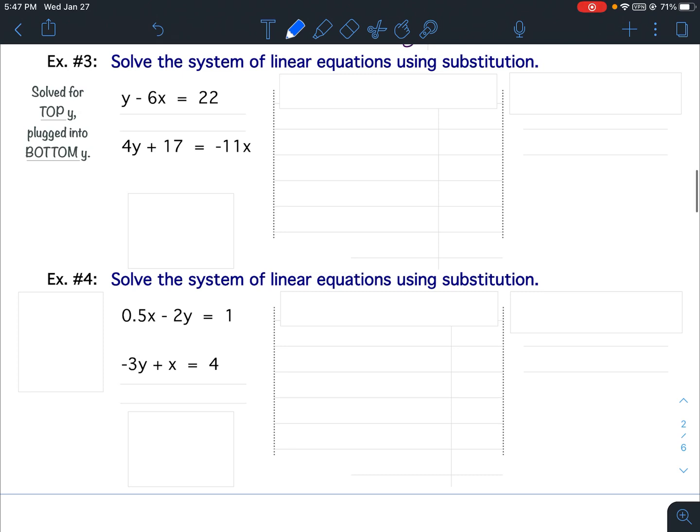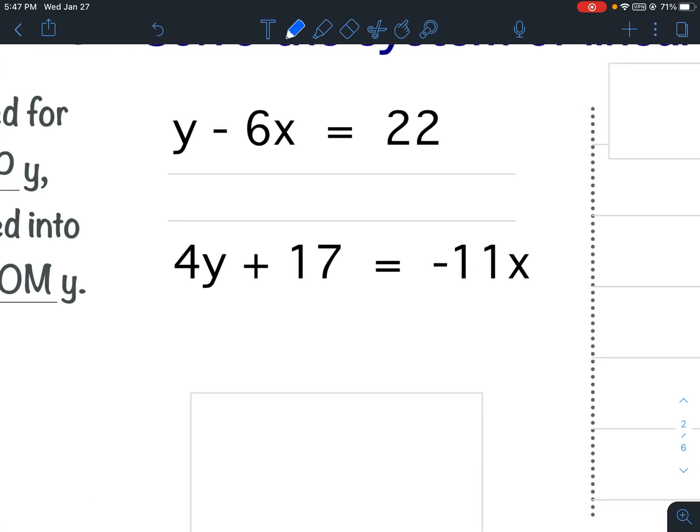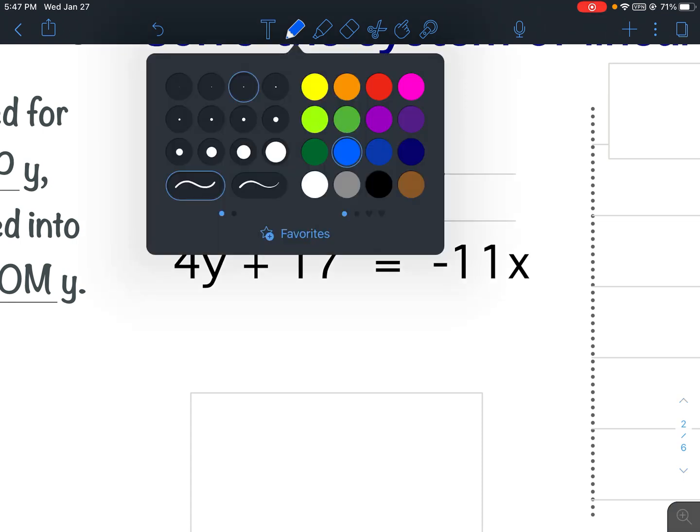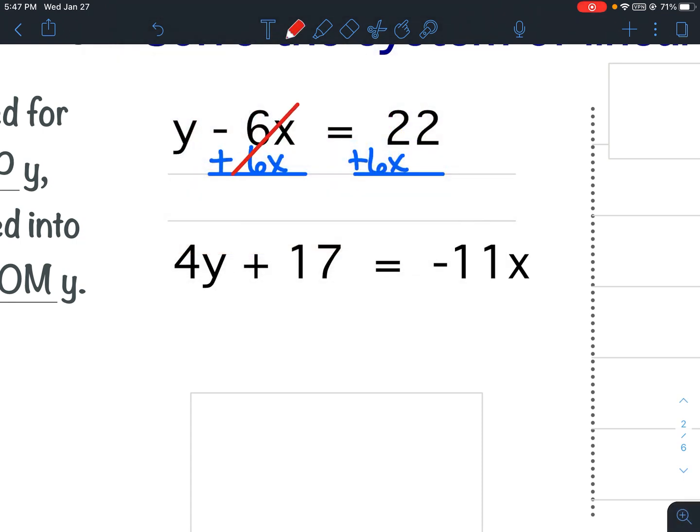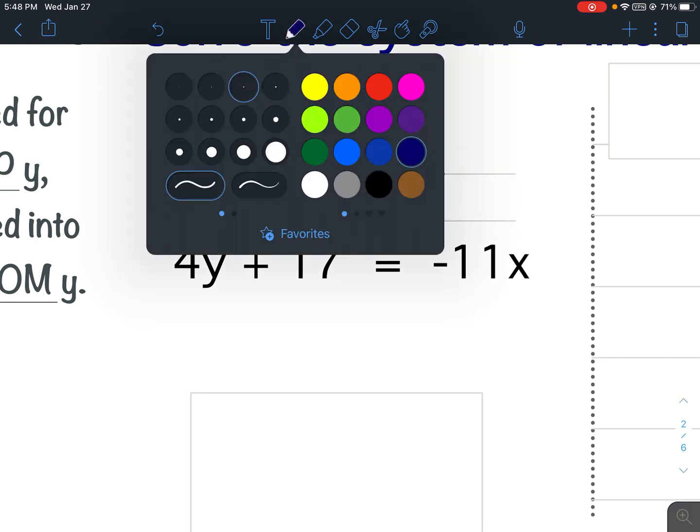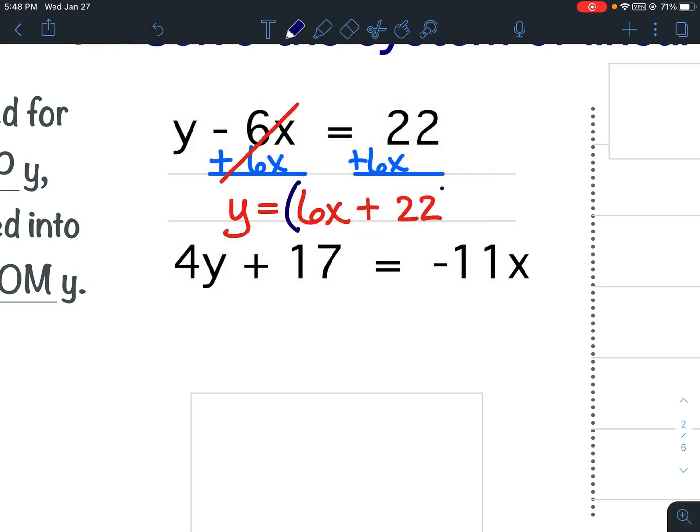Okay, so I'm going to solve for the top y. It's minus 6x, so I'm going to add 6x to both sides. So I get y equals, bring down my x term, bring down my constant term. And now, this is what y equals. y equals 6x plus 22.